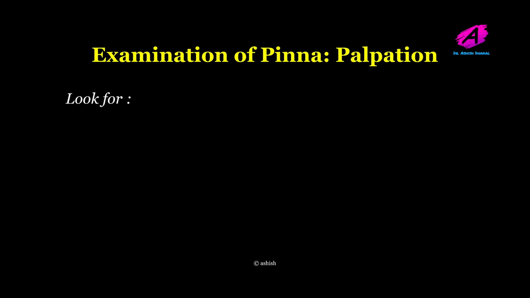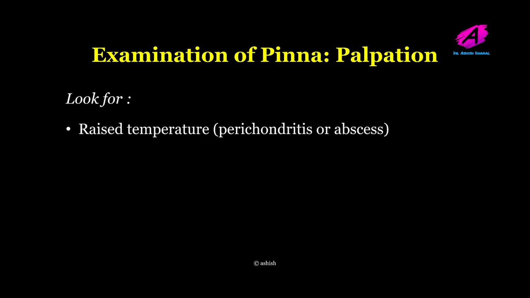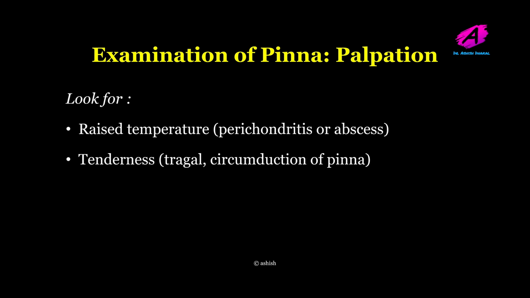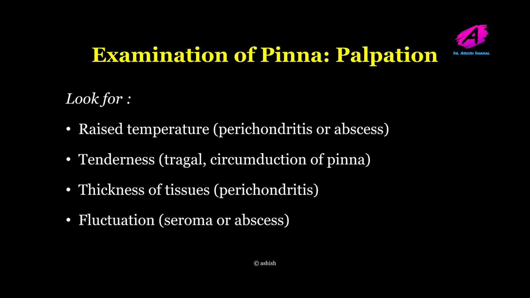Then moving on to palpation of the pinna. You have to look for raised temperature, which is generally seen in infective conditions like perichondritis or abscess. Then check for tenderness. For tenderness of the pinna, you have to check tragal tenderness and circumduction of the pinna. Then look for thickness of tissue, which is thickened in cases of perichondritis or cauliflower ear. If there is any collection, then check for fluctuation.